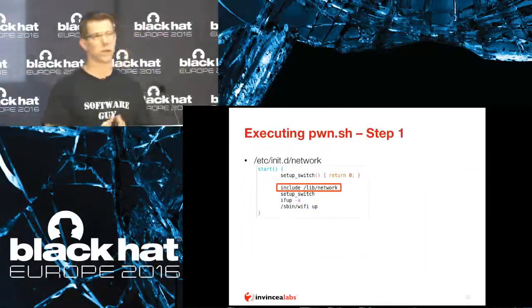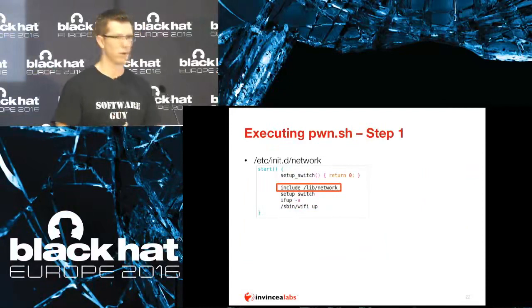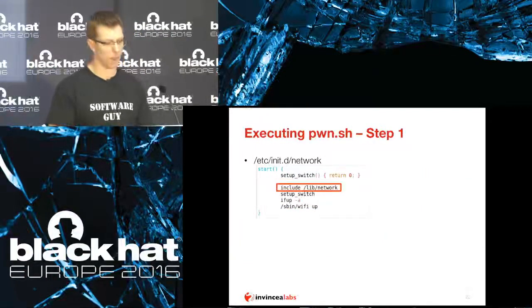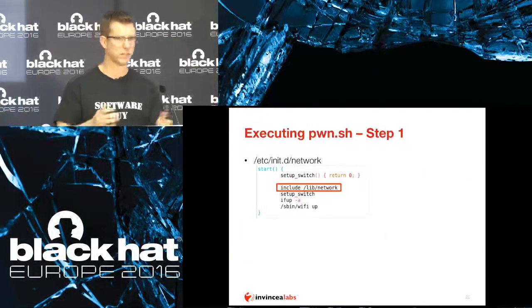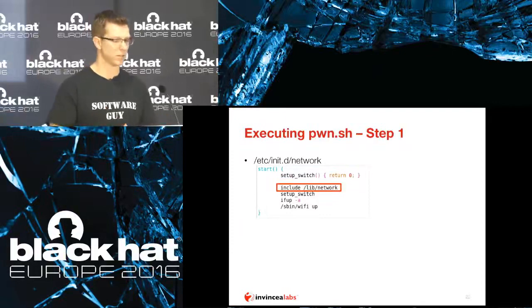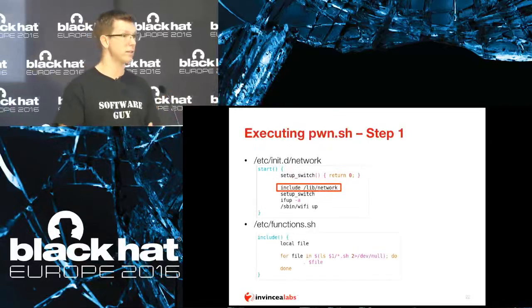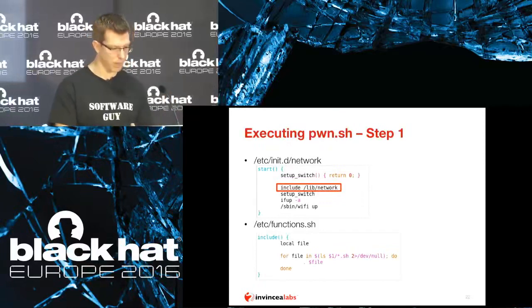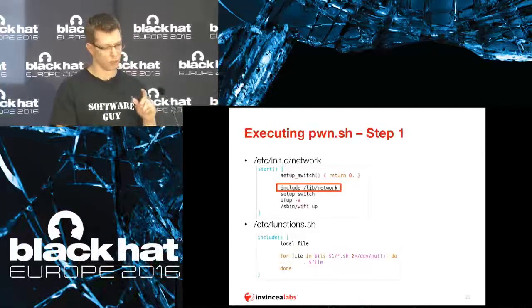What we started doing is we started looking through the init scripts, right, for all the different services that start in the system. And in a networking init script, we found this, and this similar syntax is in some of the other init scripts, so this is the easiest one to work with. We saw this include /lib/network. We thought that's interesting. I wonder what that does. We went and found that in etc functions.sh. And if you look here at this code, it's just a simple loop.